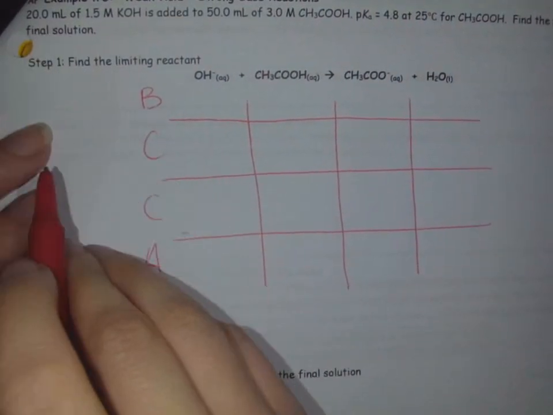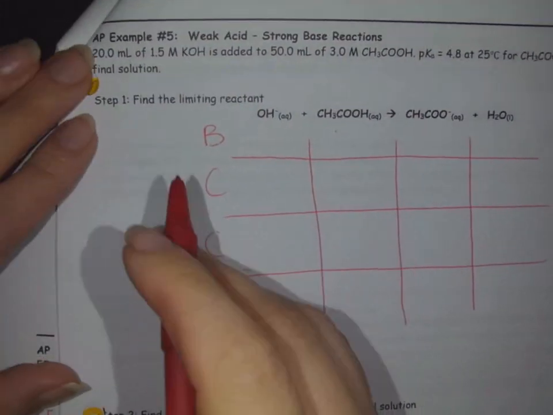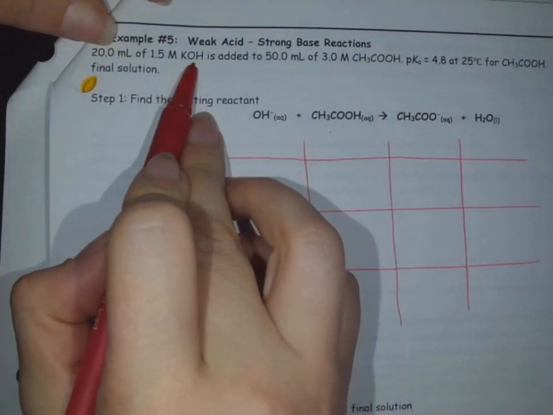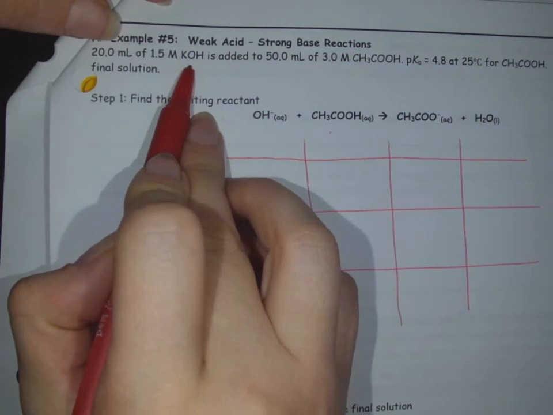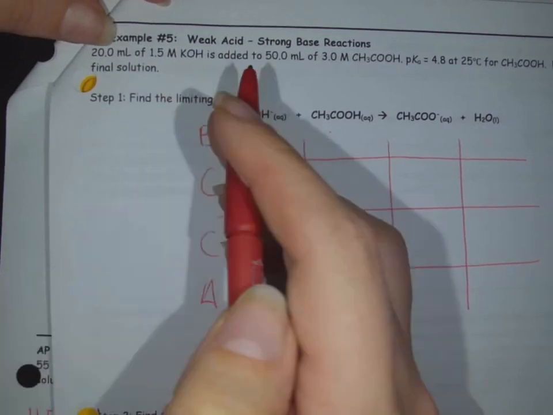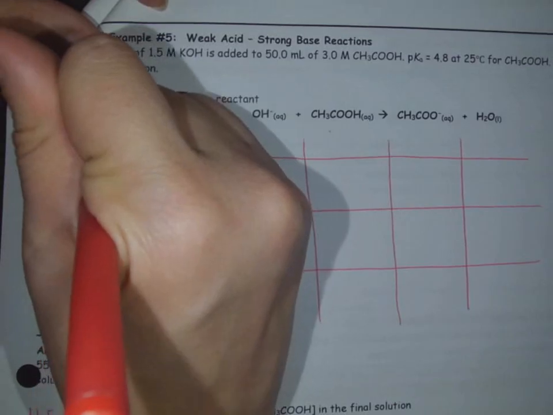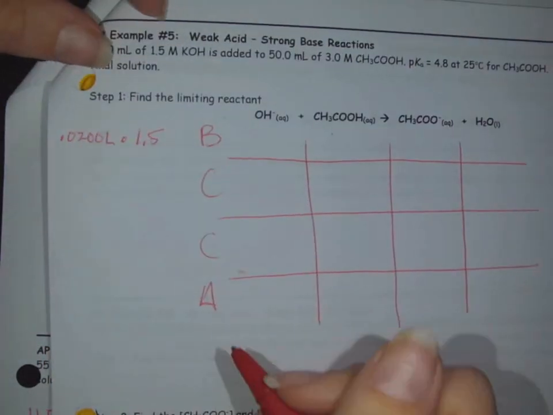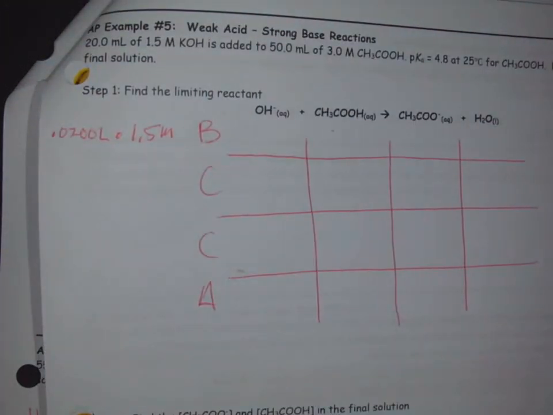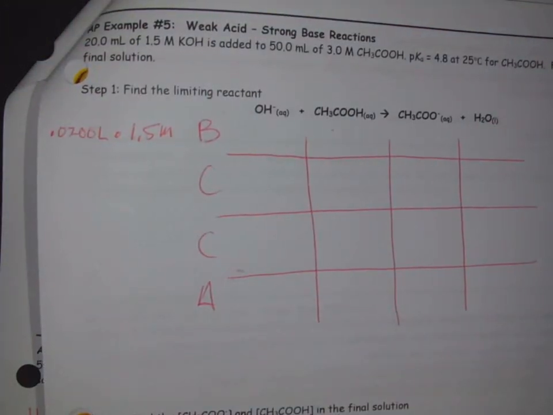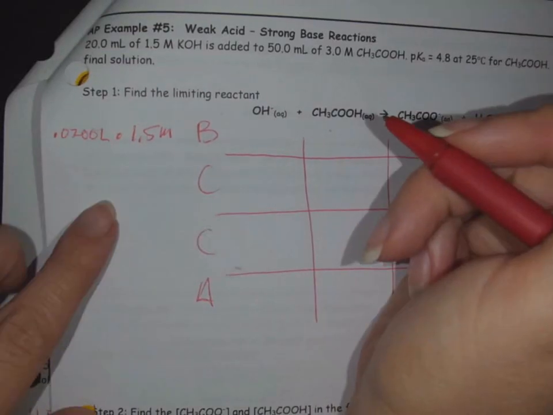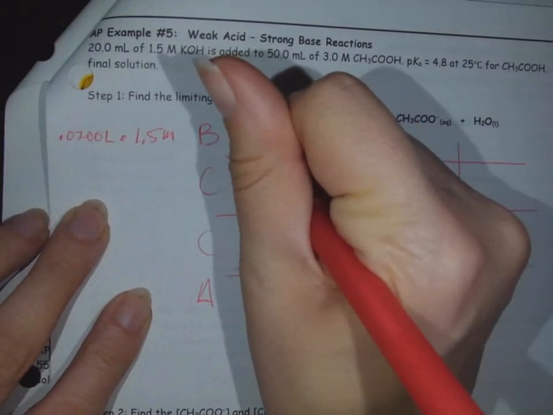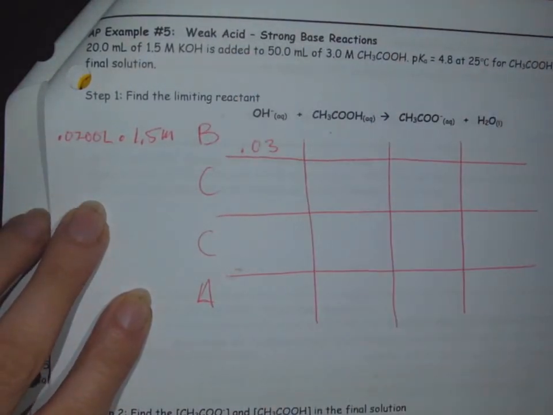I'll write this one down just so we can remind ourselves. So to figure out the moles of potassium hydroxide, because again, BCCA table, only moles, I'm going to take the volume in liters and times it by the concentration. So 0.02 times 1.5. That is how many moles I have of this base. So I'm starting with, before the reaction, 0.03 moles of the base.